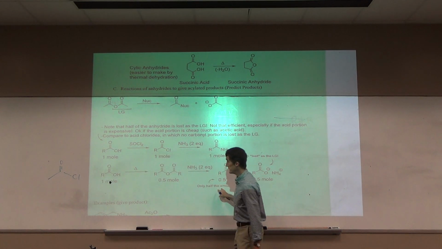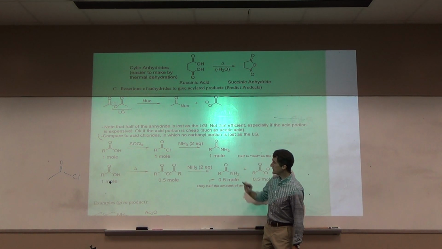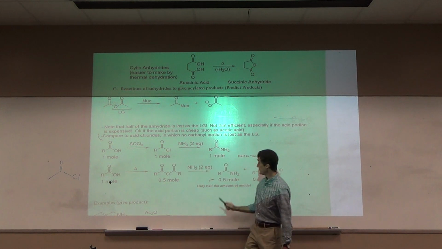The end result here is, would you rather start with 1 mole of acid and get 1 mole of amide, or would you rather start with 1 mole acid and only get a half a mole of amide?